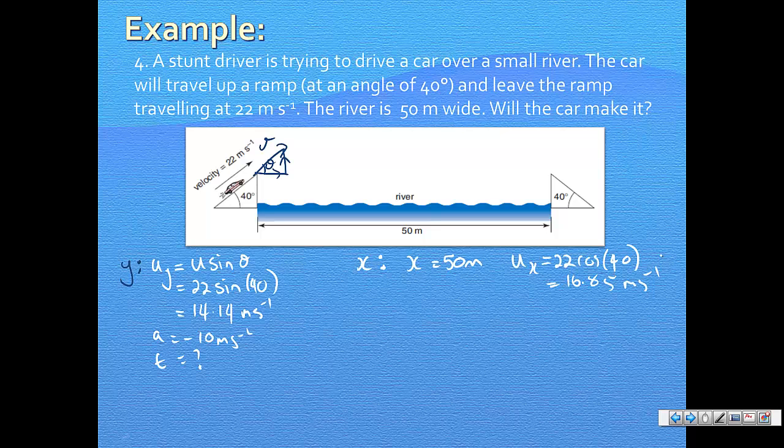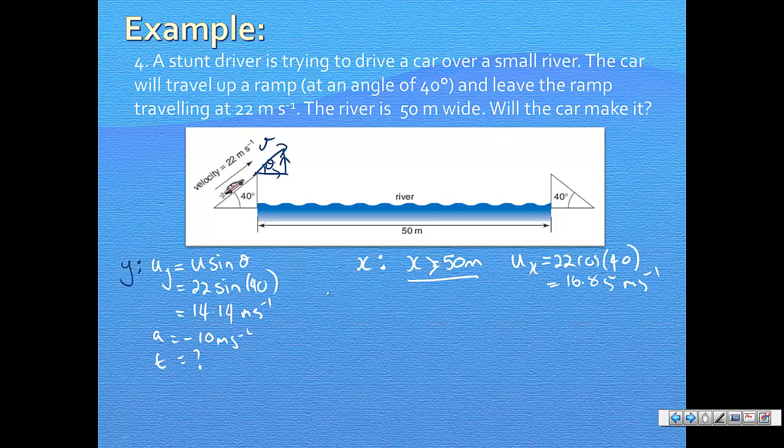Alright, so will the car make it? In order to know that, at the moment the actual distance of the river is 50. I actually don't know if that's how far the car's going to go. So we do need to work out that horizontal distance travelled, and check that it's going to have to be greater than 50 metres. So we'll need to work that out later on. But first of all, probably the thing that we often need to find first is time. I don't have the time. So let's work that out using our equations of motion.